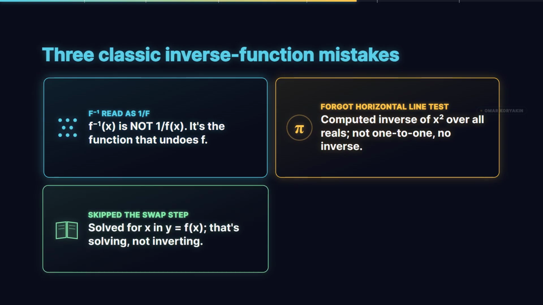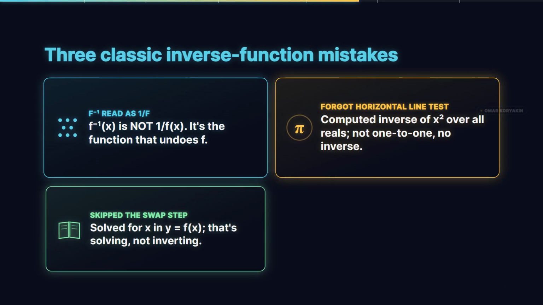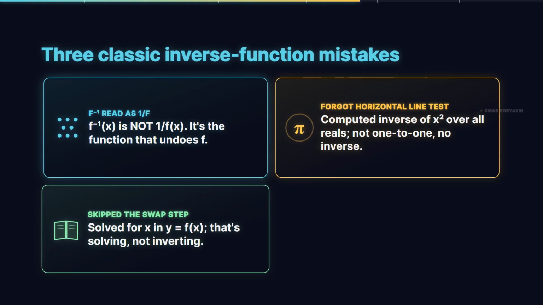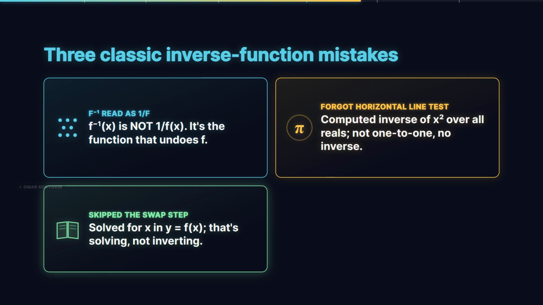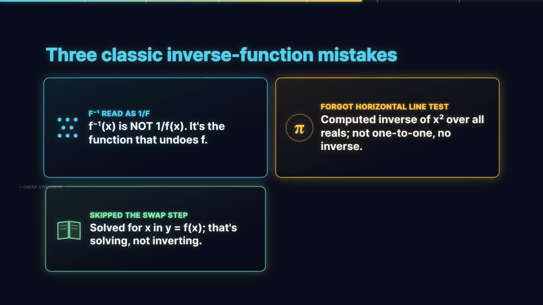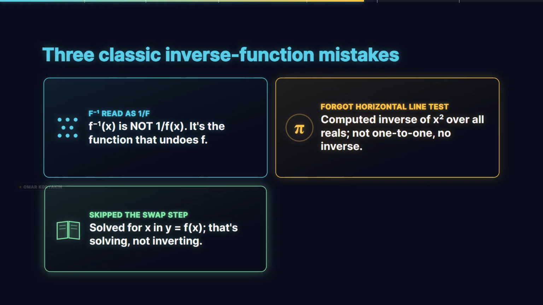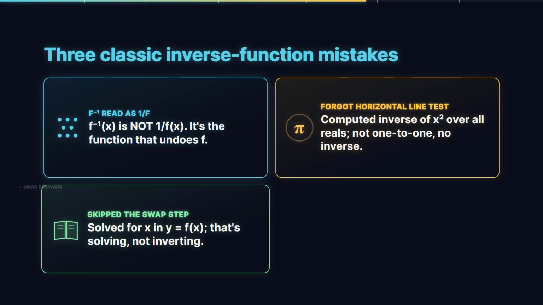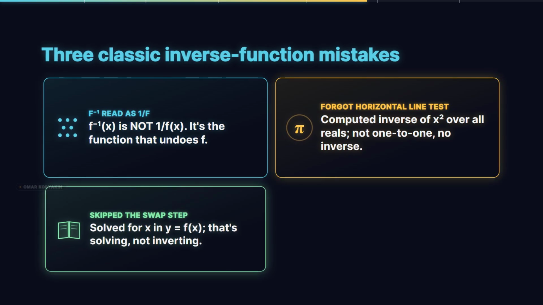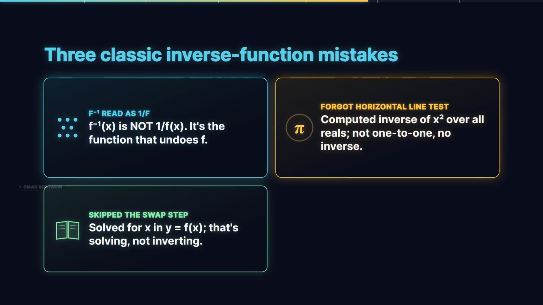Third mistake, skipping the swap step in the swap and solve procedure. A student looking at y equals 2x plus 5 solves for x directly, getting x equals (y minus 5) over 2, and writes this as the inverse. The result is correct, but the variable names are wrong. The inverse should express the new output y as a function of the new input x, not the other way around.